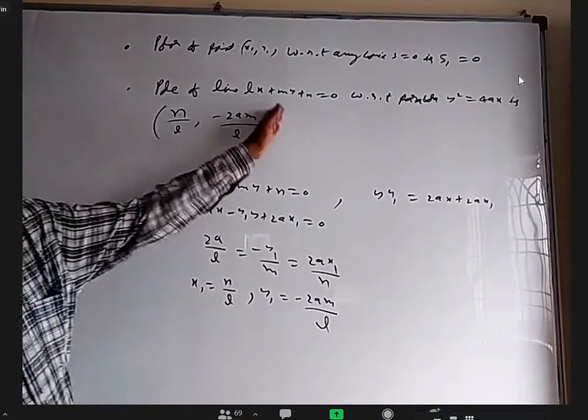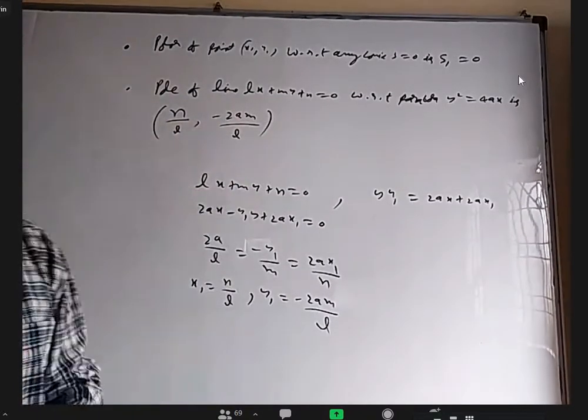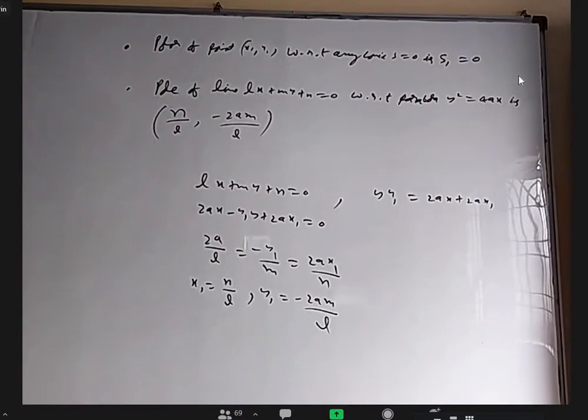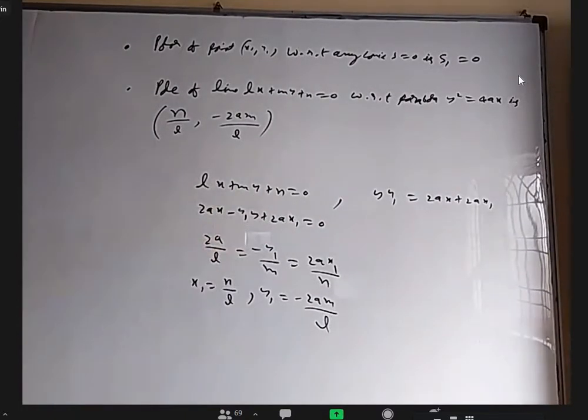This is the pole of a line with respect to a parabola, and that too for y² = 4ax only. Whenever you don't remember the formula, you can always use this process of comparison.